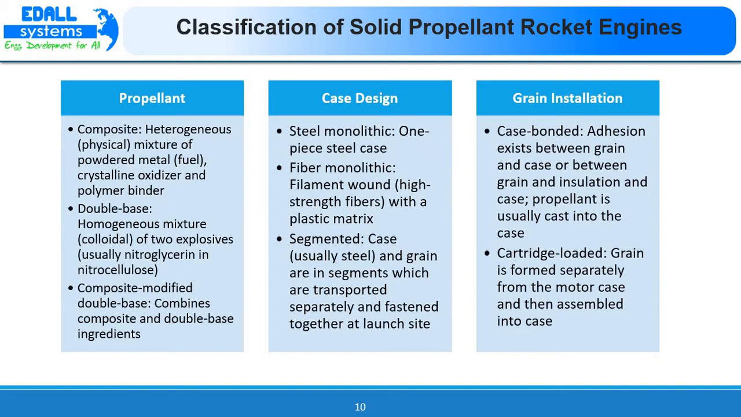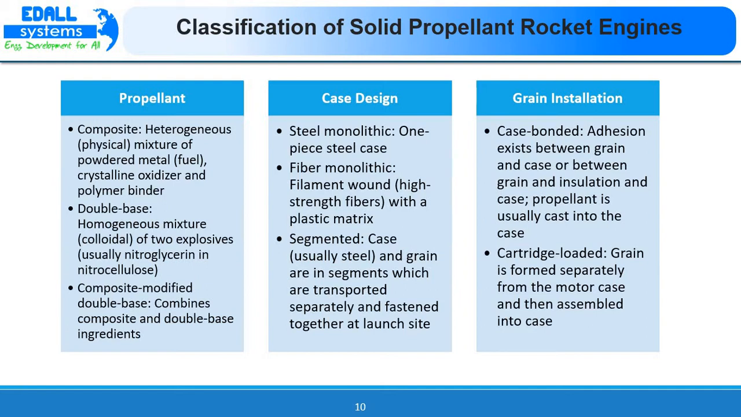Then the third category based on which the solid propellant rocket engines can be classified is the grain installation. So it may be case bonded or cartridge loaded. In case bonded grain installation design, the adhesion exists between grain and case or between grain and insulation and case. The propellant is usually cast into the case.